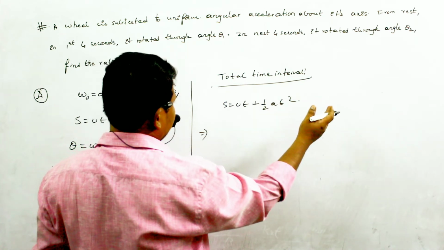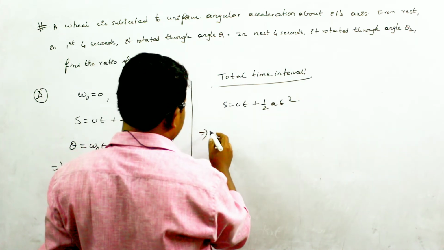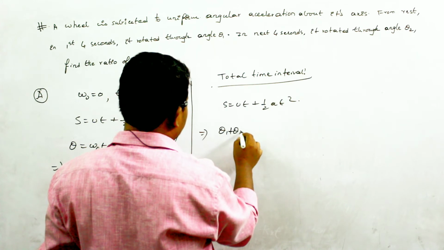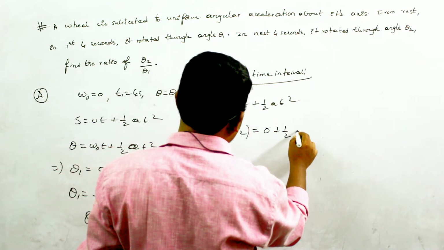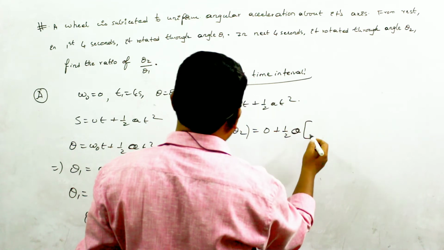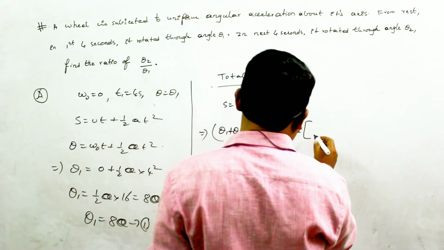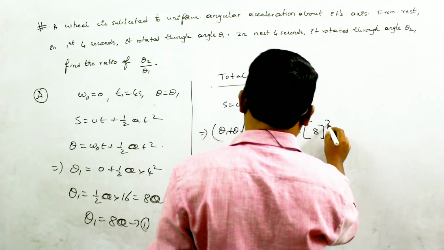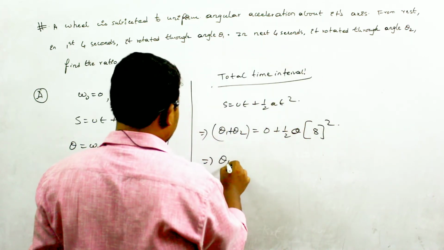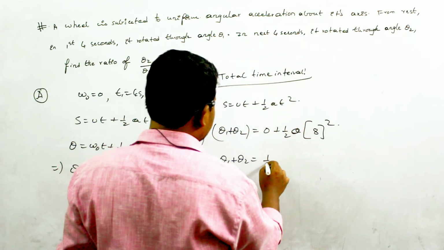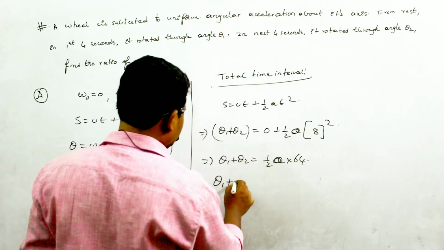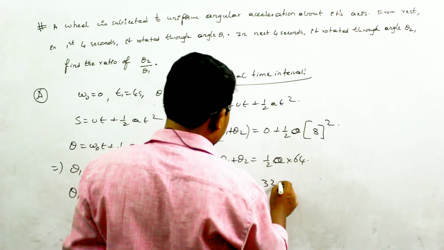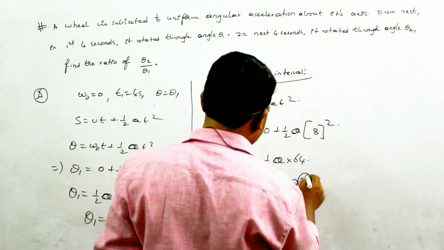So the analogous equation I can write for the total interval: displacement is equal to theta 1 plus theta 2, which is equal to initial velocity 0 plus half alpha into total time taken, now 4 plus 4, 8 square. So theta 1 plus theta 2 is equal to half alpha into 8 squared, 8 eights are 64. So theta 1 plus theta 2 is equal to 32 alpha. This is my equation number 2.